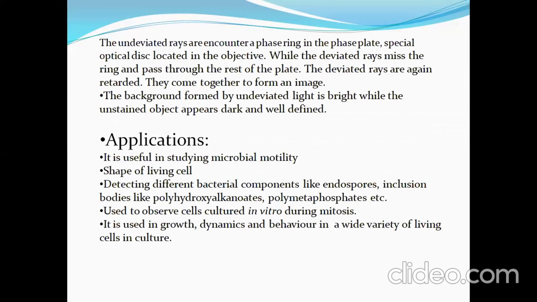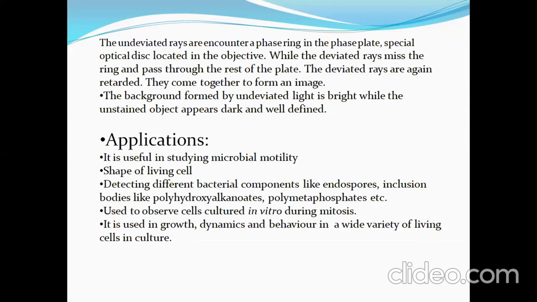And what are the applications? It is useful in studying microbial motility. The shape of the living cell can easily be viewed with this type of microscope, detecting various bacterial components like endospores, inclusion bodies, polymetaphosphates, etc. It is used to observe cells cultured in vitro during mitosis, and also in growth dynamics and behavior in a wide variety of living cells in culture. So this is all about the phase contrast microscope.